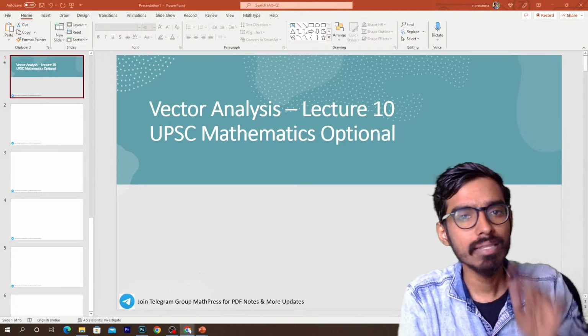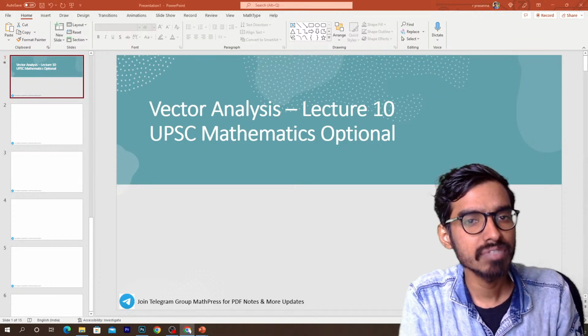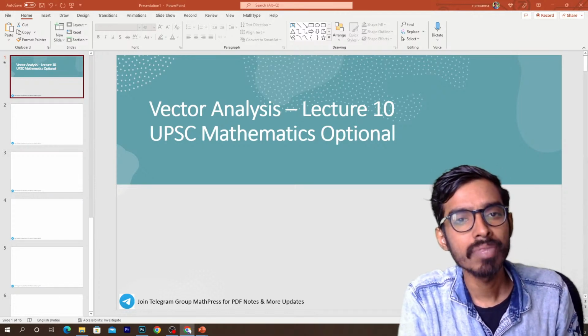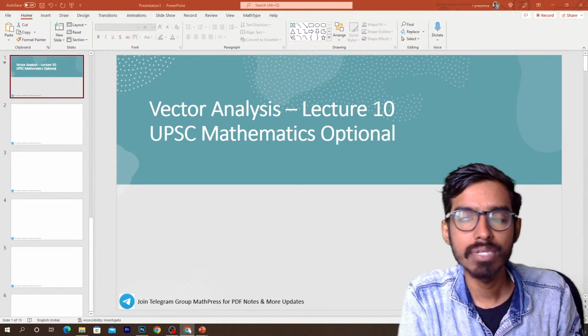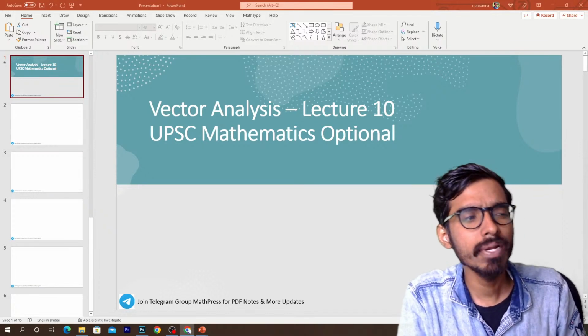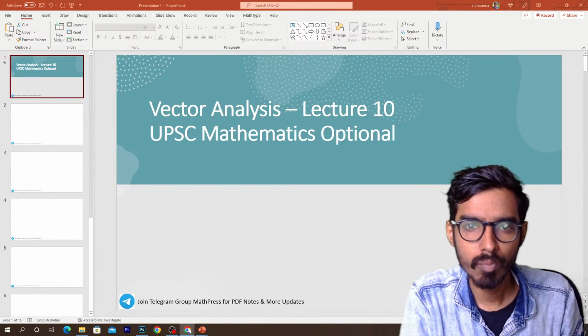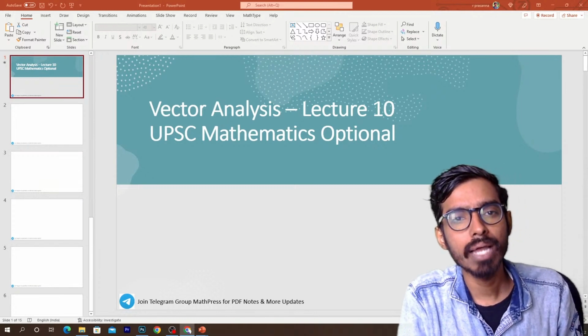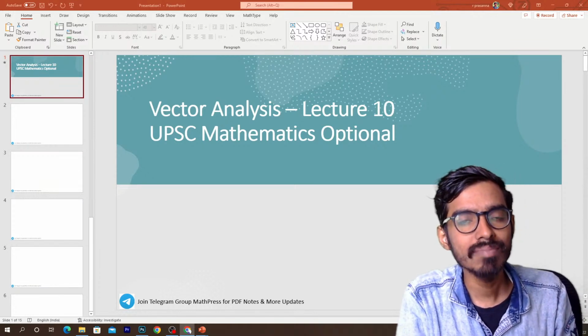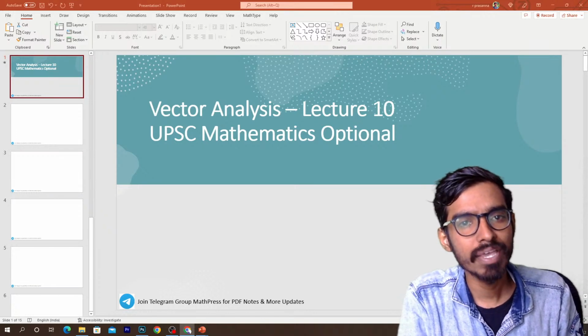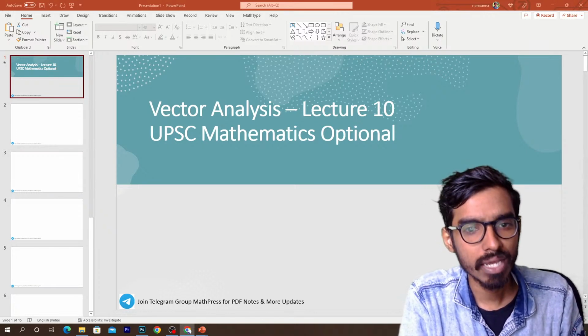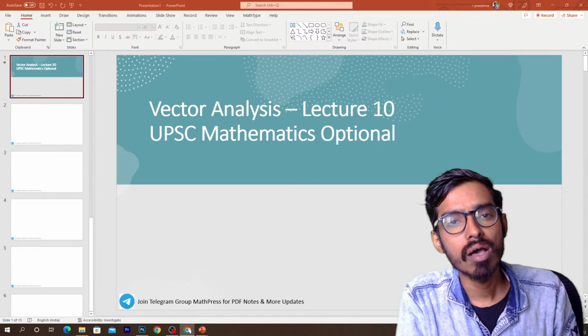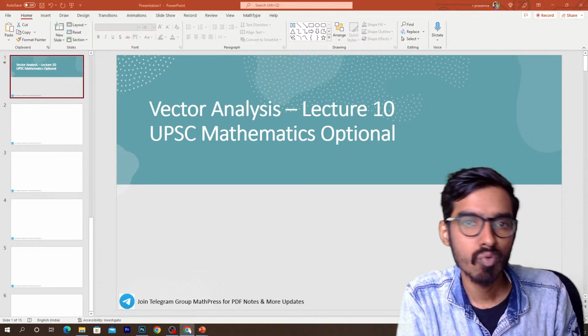Surface integral, in the previous class we solved 4 problems. We will do another four problems on surface integral in this class, and then in volume integral I'm going to do only one problem. Because when we do problems based on the Gauss divergence theorem, we will do lots of problems evaluating volume integrals. But as of now, in volume integral I'm going to do only one problem.